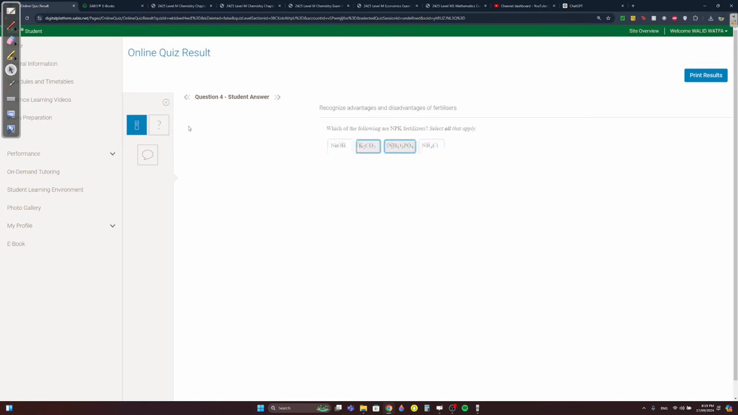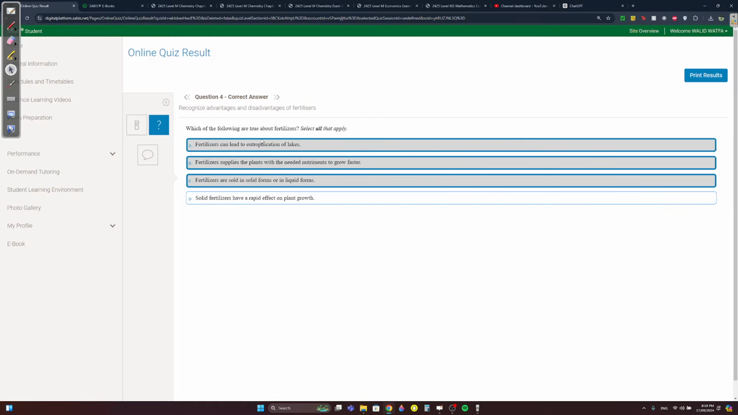Question 4. Which of the following are true about fertilizers? Fertilizers can lead to eutrophication of lakes. This is biology. Fertilizers supply the plants with the needed nutrients to grow faster. Correct. Fertilizers are sold in solid or liquid form. That's correct. Solid could be feces of either plants or dead people, because when we decompose, we give off nitrogen, and nitrogen is a very good fertilizer. And it may be a liquid form, something you can pour.